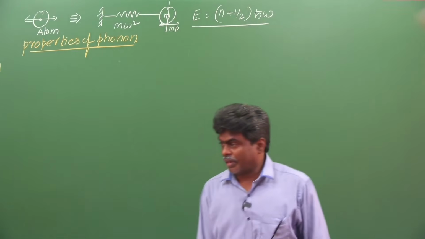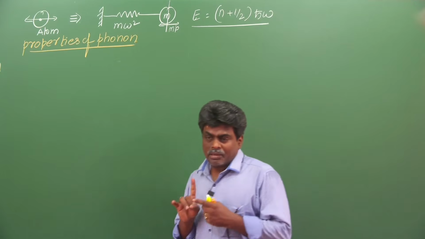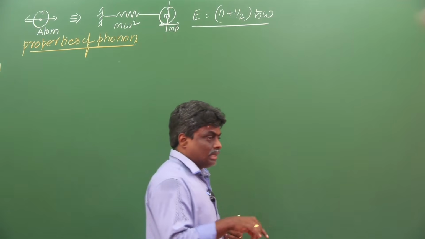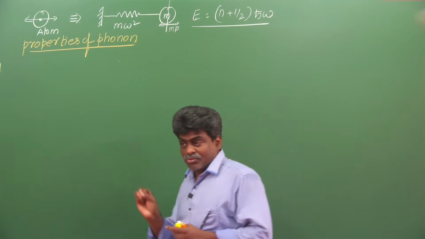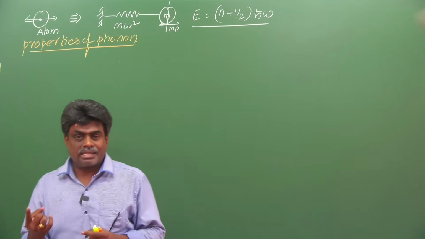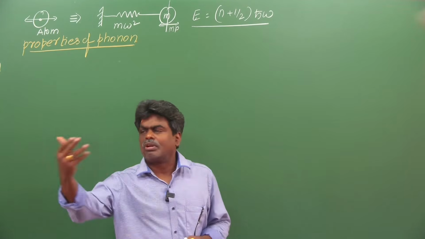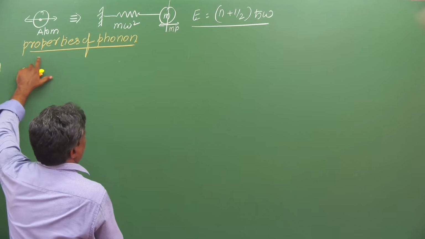Listen, don't be confused with these two waves. One is the elastic wave, another is the EM wave. For EM waves, the quanta of energy is a photon. For elastic waves, the quanta of energy is a phonon. Photon you already know, you have been studying it from long back. Now let us see what the properties of phonon are.